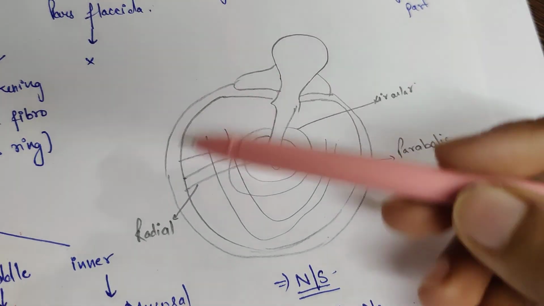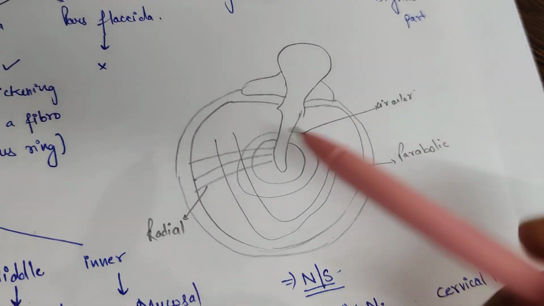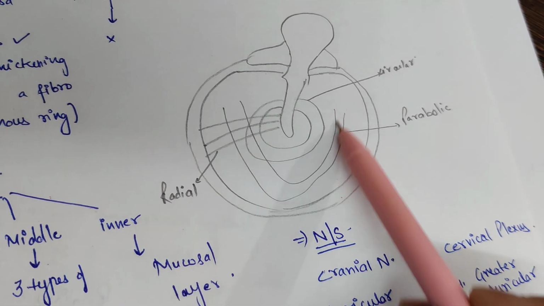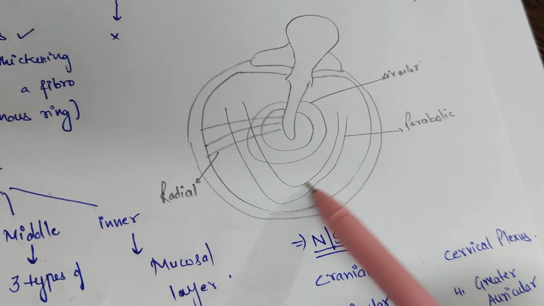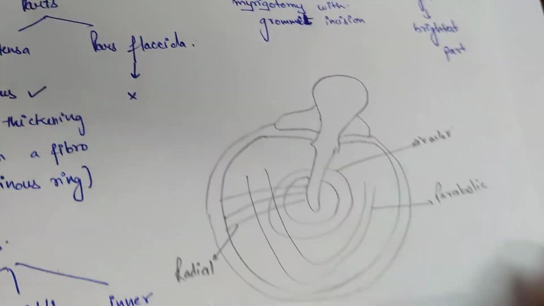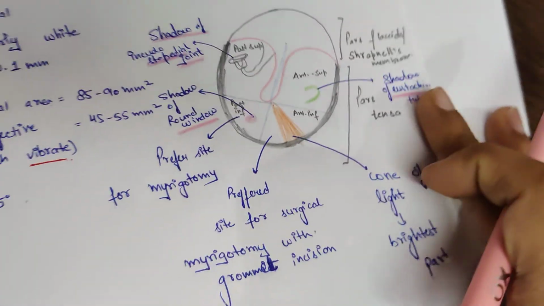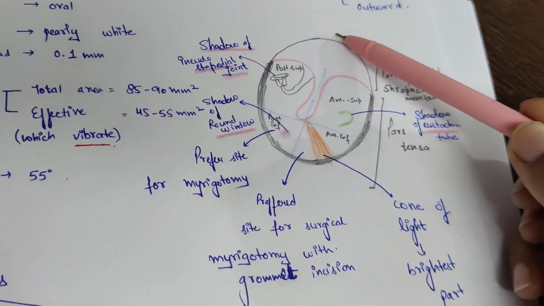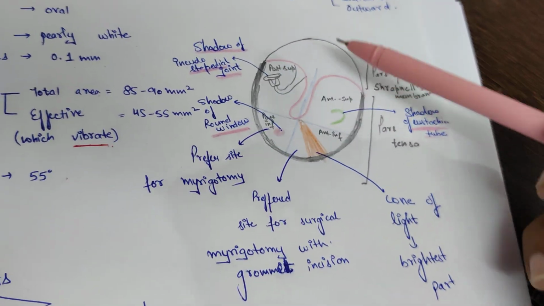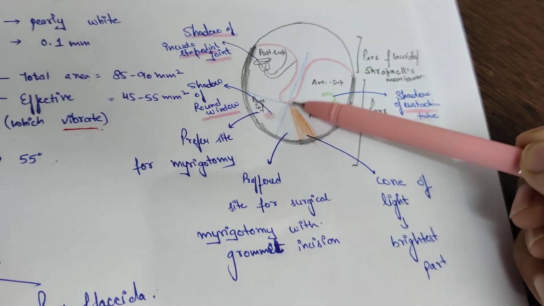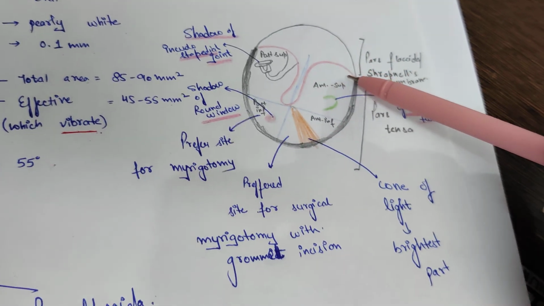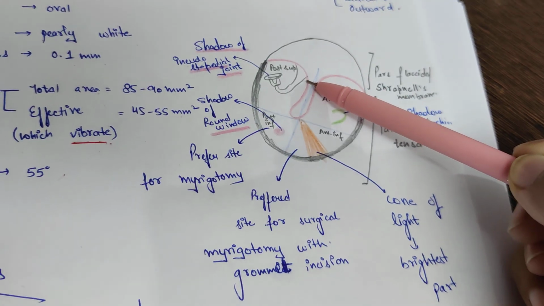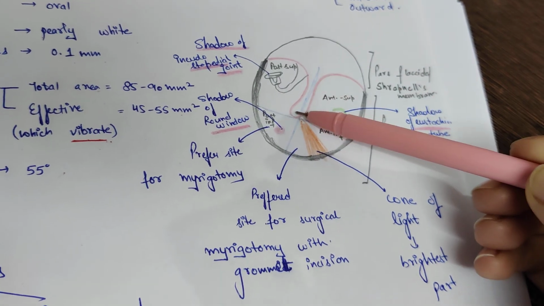So here I have drawn a diagram. There are radial fibers, circular fibers, this revolving around, these are parabolic fibers. Next we have a very important diagram of the tympanic membrane. First draw the oval shape, then draw the lateral process of the malleus. This is the anterior malleal fold. This is the posterior malleal fold. So this is the umbo.